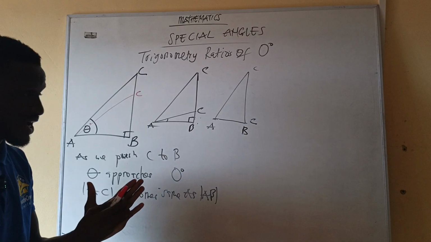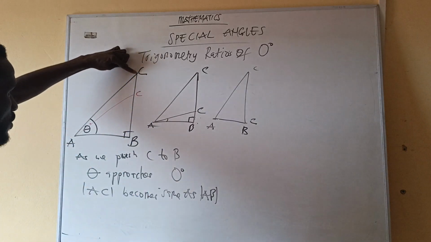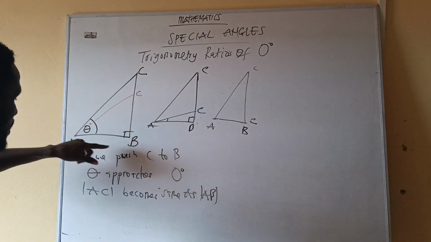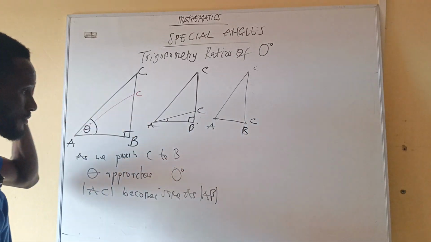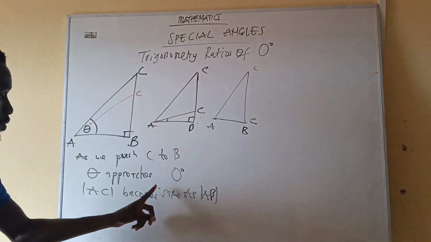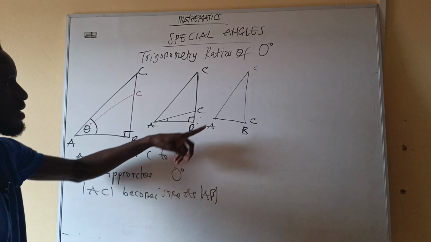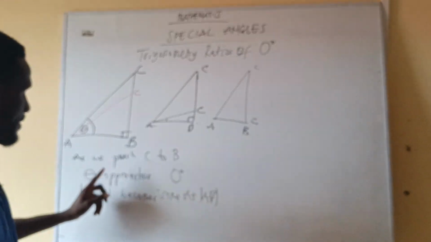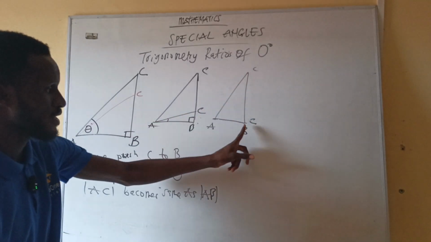I hope you are following very well. Look at something. Now, whilst we are pushing this one from here to here, the theta becomes 0, just as what I said here. The theta becomes 0. That is 1. As we push the C to B, the theta becomes 0 because there will not be any angle when the C is pushed from here to here.